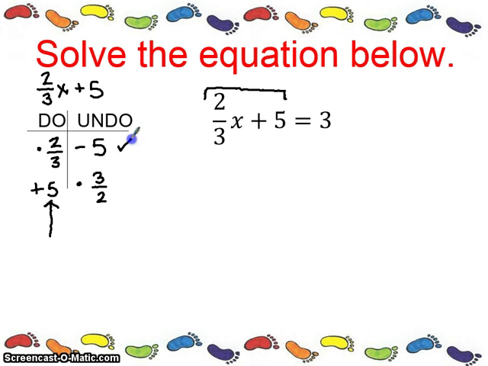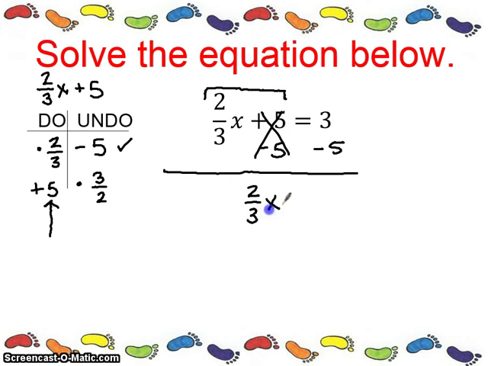So let's do our first step. We will subtract 5 from each side of our equation. Positive 5 minus 5 makes 0. So we have 2/3 x equals negative 2. 3 minus 5 is negative 2.